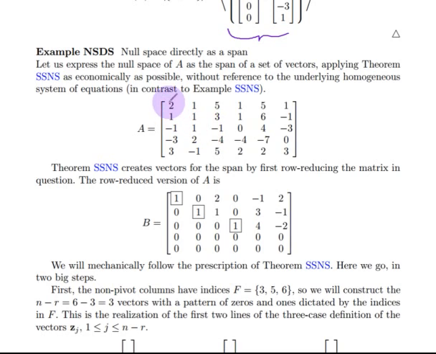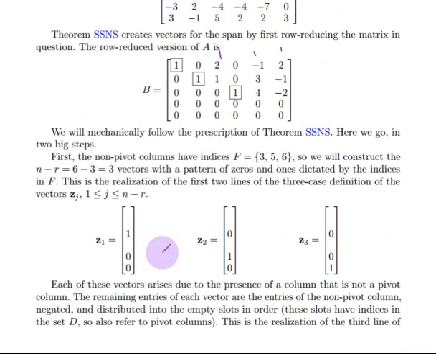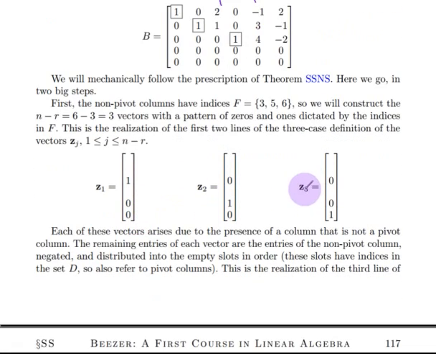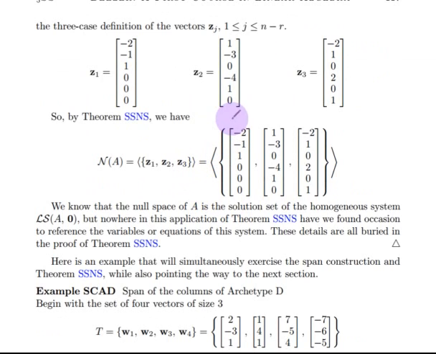Okay. All right, here's another example. Coefficient matrix, row reduce, 1, 2, 3 free variables. We're going to have 3 vectors to be the set of vectors that gives us the span. You go through the same procedure to find those 3 vectors, and you get the null space as the span of those 3 vectors. Okay.